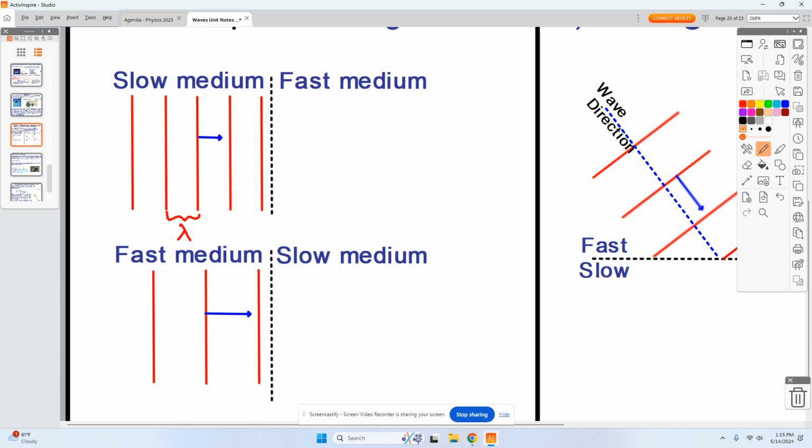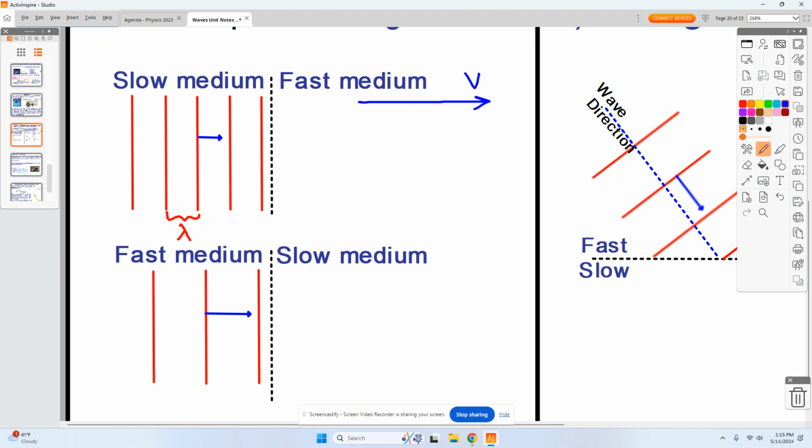That length represents the wavelength. The speed is relatively slow. When it gets into the new medium, it's going to be traveling faster, so we're going to say that its velocity now has increased. What will happen to that wavelength when it goes from a slow to a fast medium?